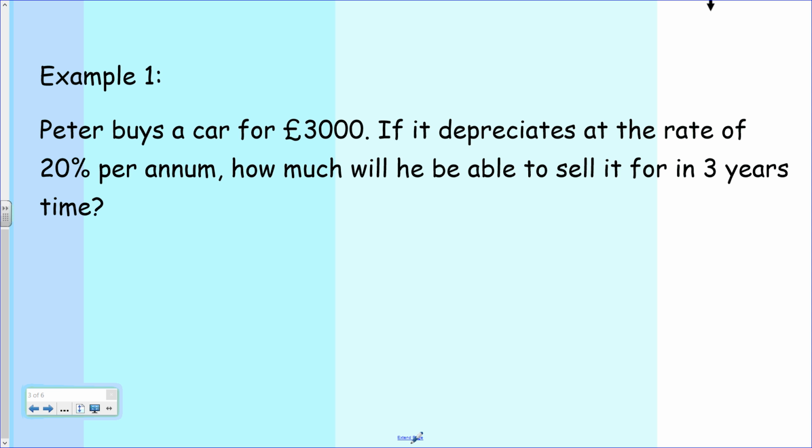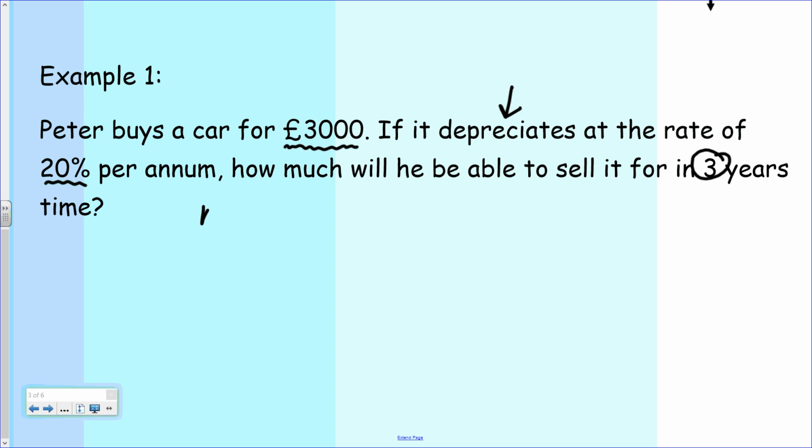Okay, so example 1. This time, we've got Peter buys a car for £3,000. If it depreciates at the rate of 20% per annum, how much will he be able to sell the car for in 3 years' time? So I've got some information here. So again, I'm going to underline the information that I've got. So I've got £3,000, depreciates. I know that means it's going down this time rather than up. The percentage is 20% and my time is 3 years.